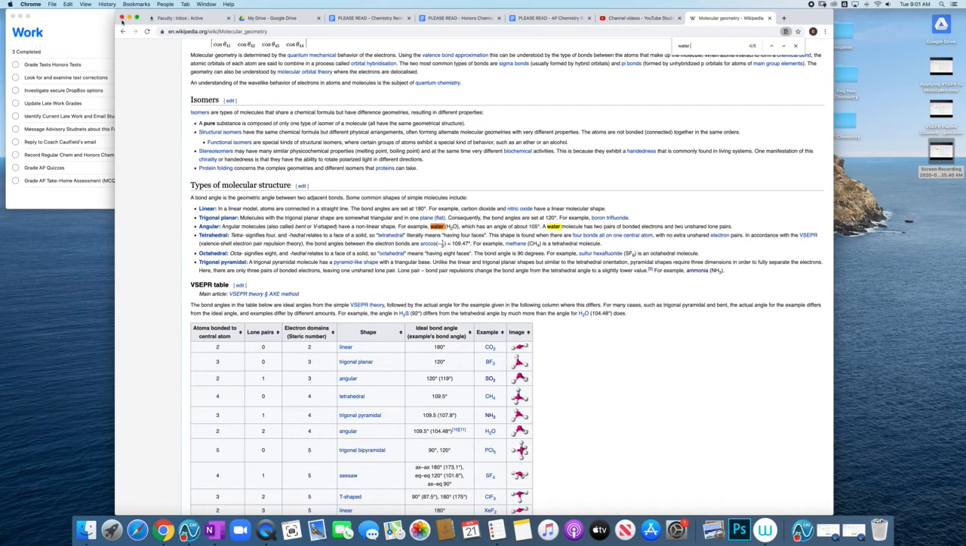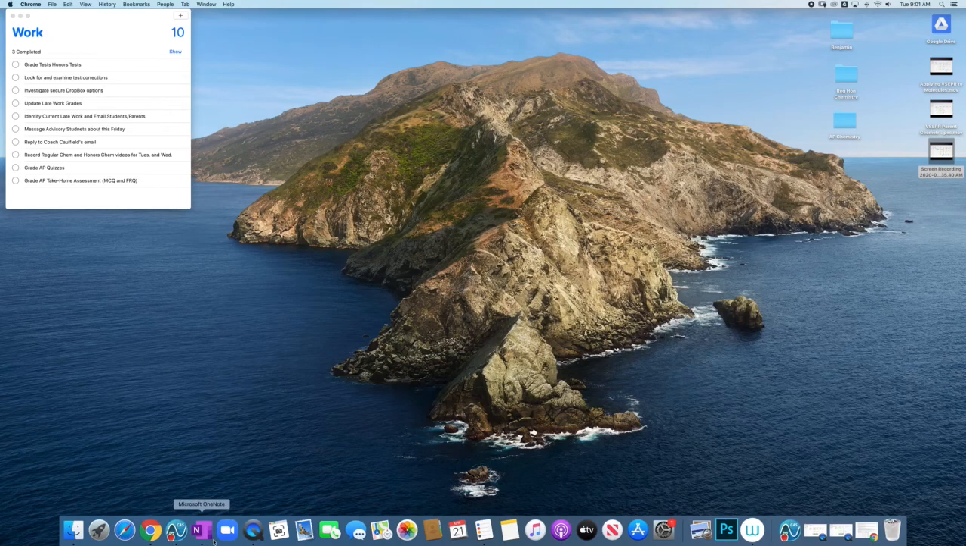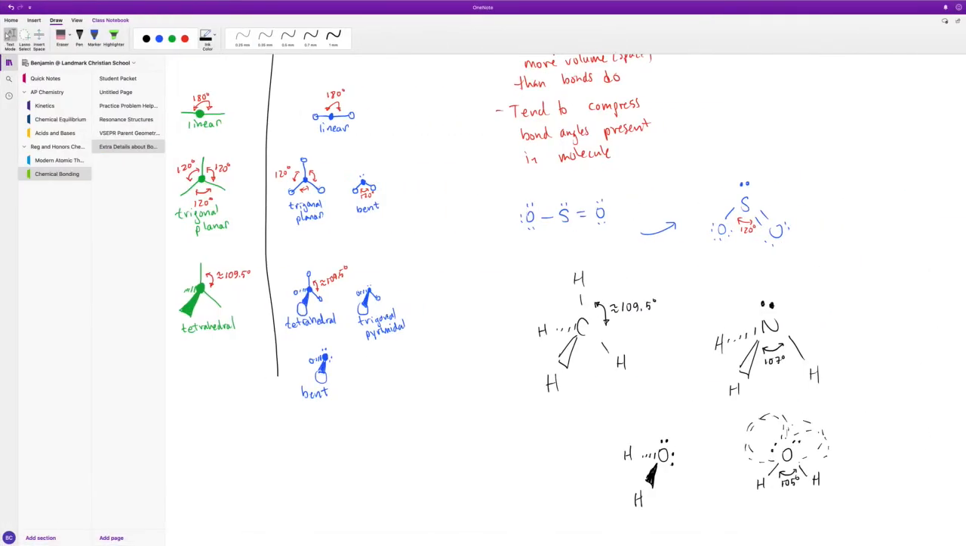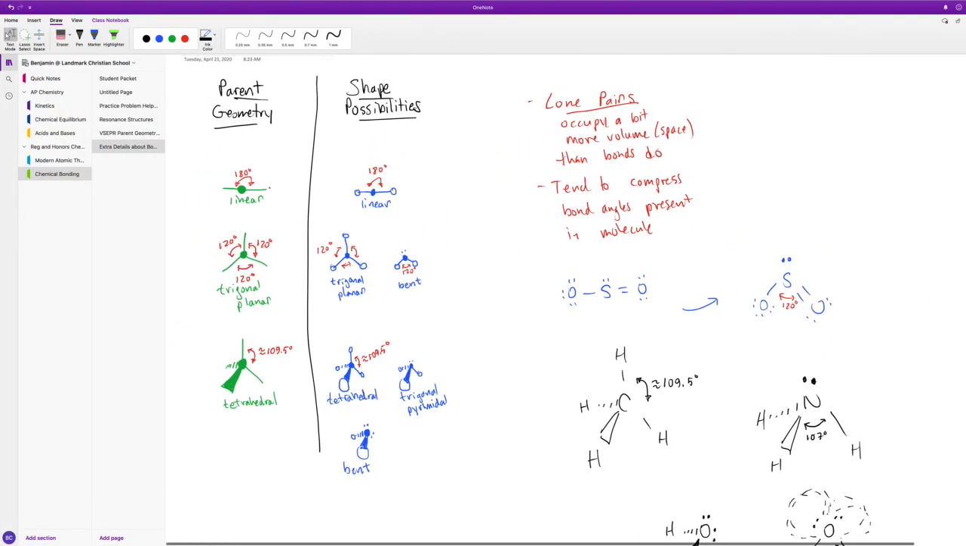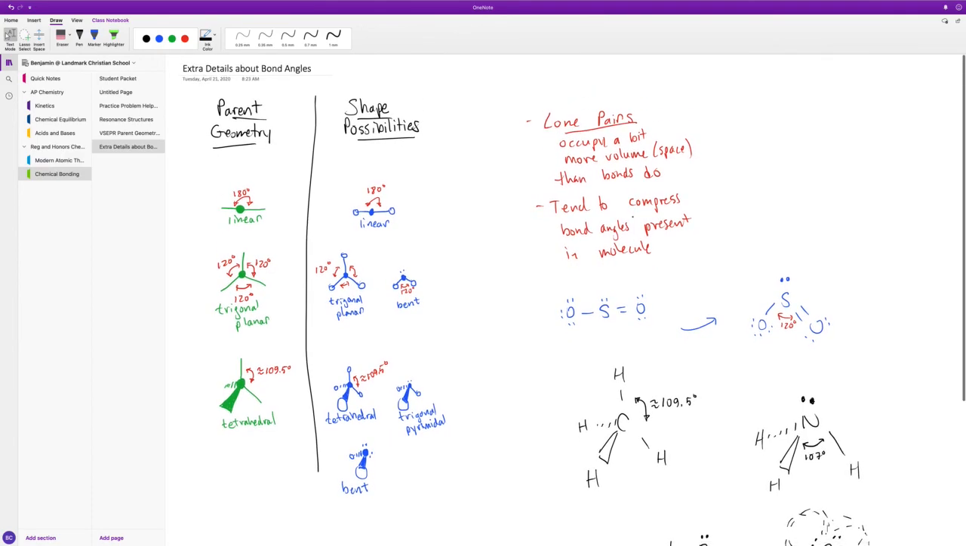Okay, so that's important to know. So you have these theoretical molecules which result from pure geometry, and you tend to get those angles when you have atoms bonded in that orientation. But if you have lone pairs, it's important to recognize that lone pairs occupy a bit more volume and they tend to compress those bond angles down. Okay, so that's all.